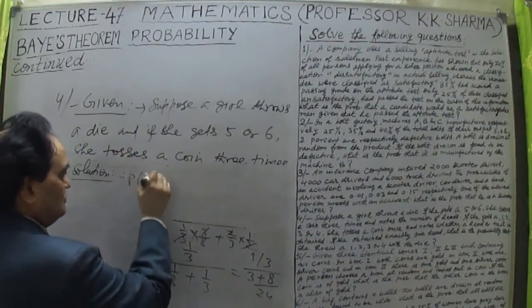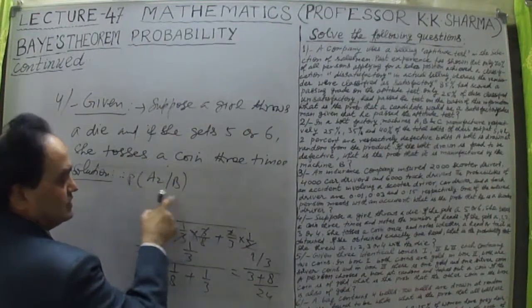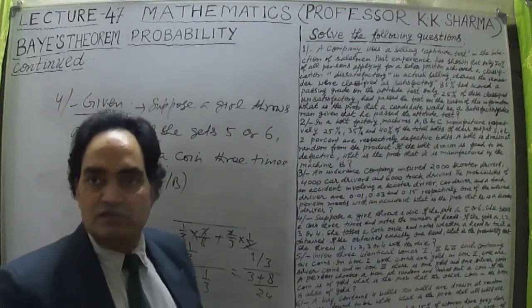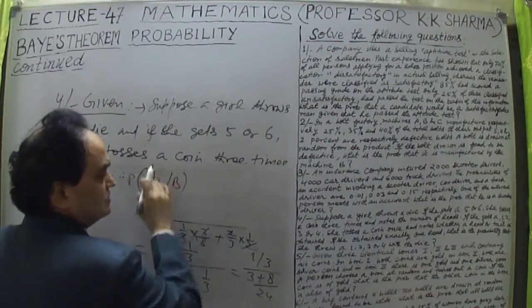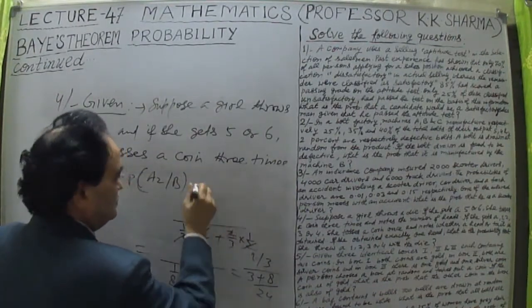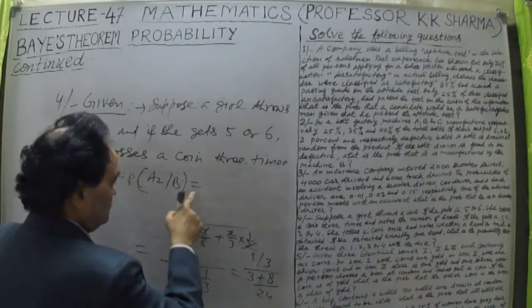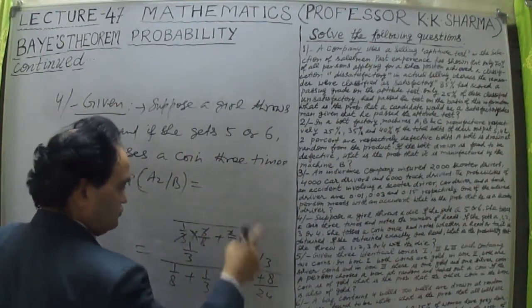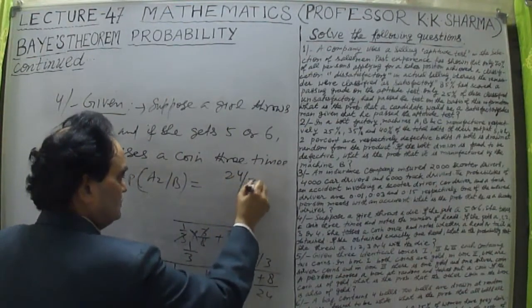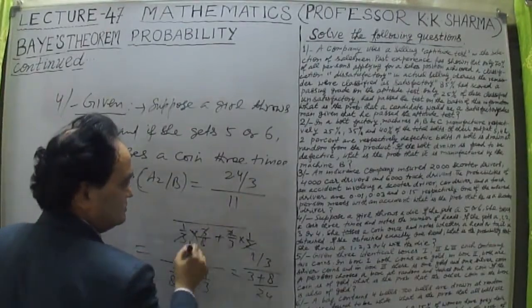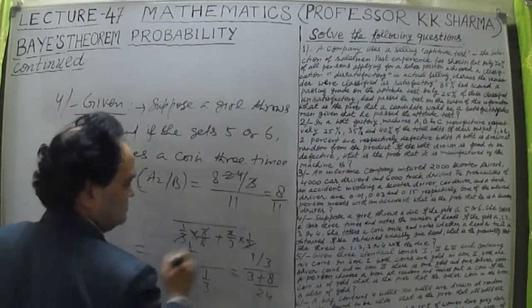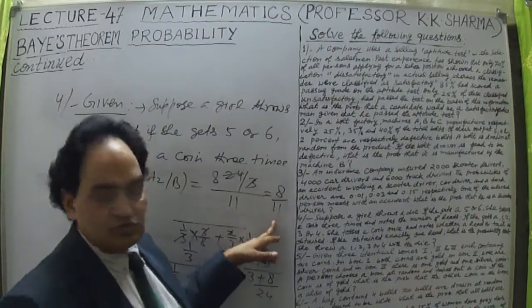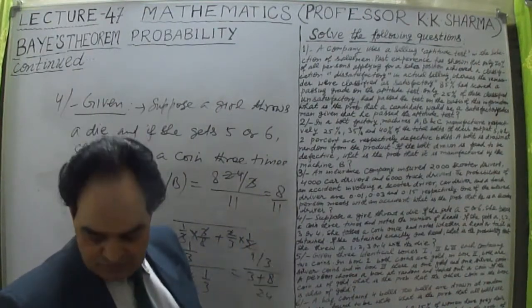So we were calculating the probability of getting head once in the second throwing, in the case when she gets 1, 2, 3 or 4. The second case was there, and this is its value. 24 will come in the numerator, 24 upon 3, with the 1 upon 3 already there, upon 11. So 3 times 8 is 24. This is 8 upon 11, for 8 plus 3, 11 in the denominator. So 8 upon 11 is the probability.